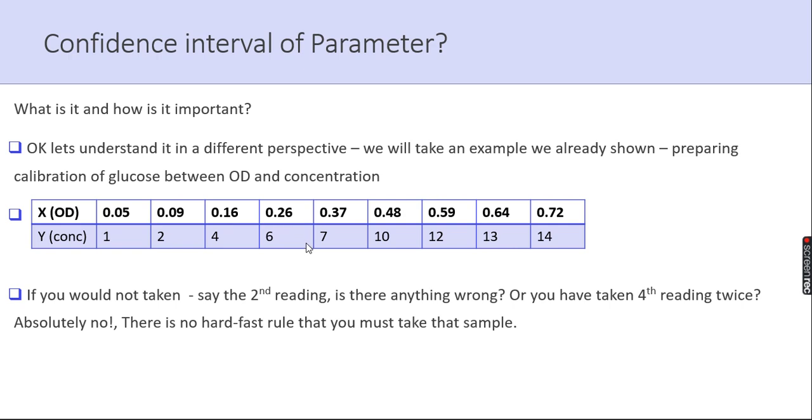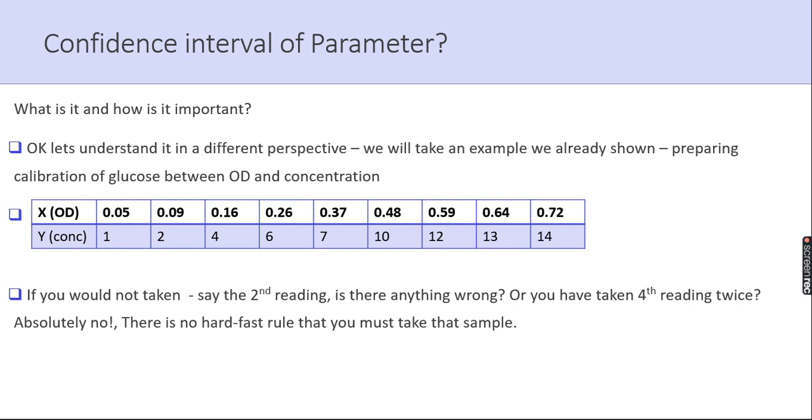Or maybe if I skip the fourth reading, or I have taken the fourth reading 2 times, or I have not taken this reading at all. Is there anything wrong with that? Actually no, because when we are taking those samples, though we are taking some 10 or 15 samples, it is fine, but those parameter values should ideally not be dependent on how many samples you take.